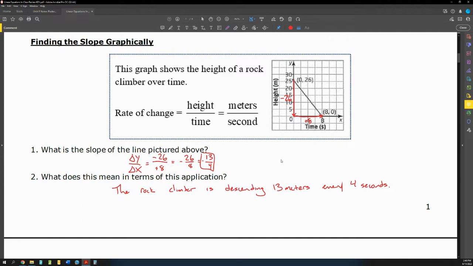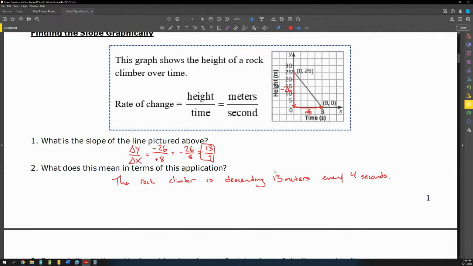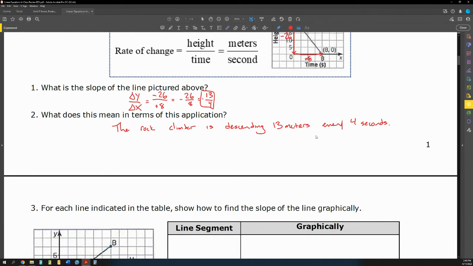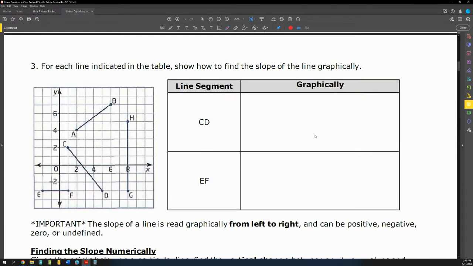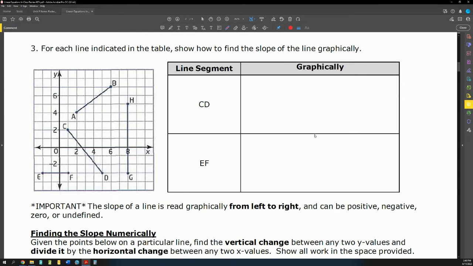So again, slope is change in y over change in x. So how is the height changing per unit time? Well, it's changing 13 meters. We're going down 13 meters for every 4 seconds. That's our rate of change. On to the next page, let's go ahead and find the slope of each of these line segments.